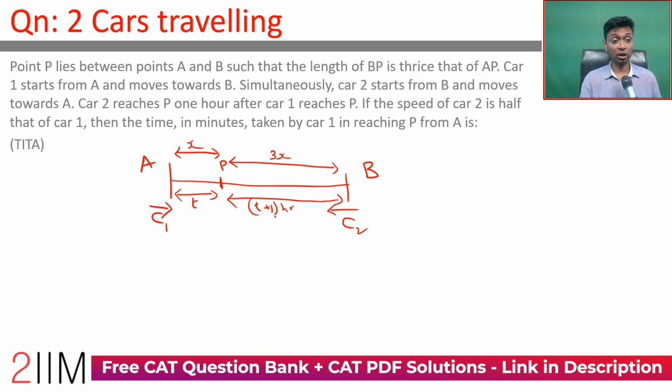If the speed of car 2 is half that of car 1, car 1 speed, let it be u, then car 2 speed is u by 2, half of that. Then the time in minutes taken by car 1 in reaching P from A is, so we need to find t, we need to find t in minutes. Right? Written this down as t plus 1 hour, so it is written as t hours, but we need to find this in minutes. Wonderful.